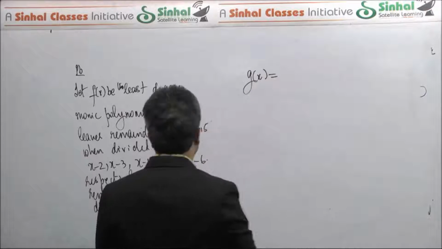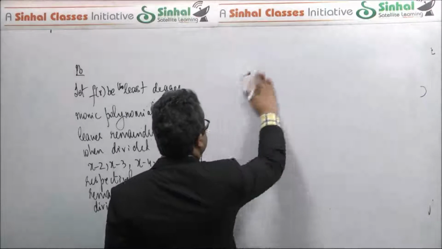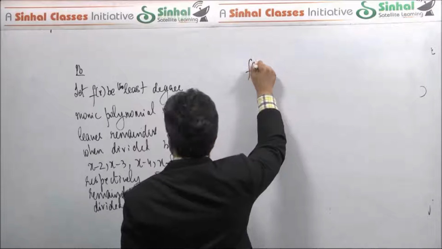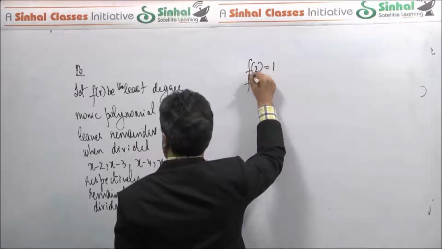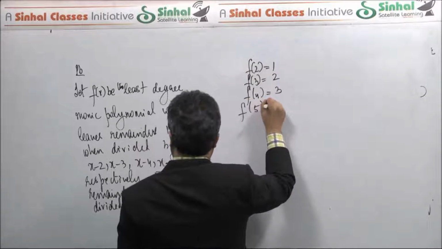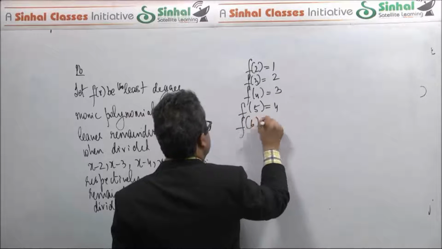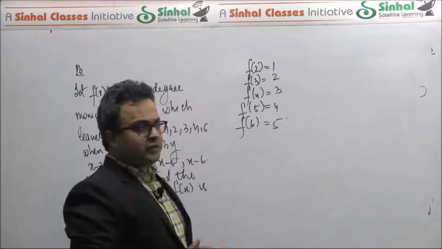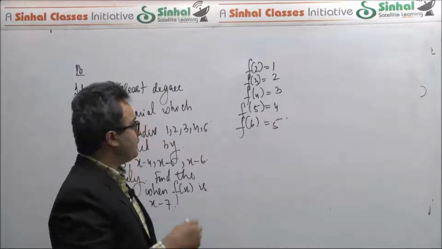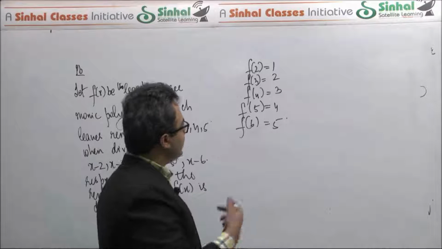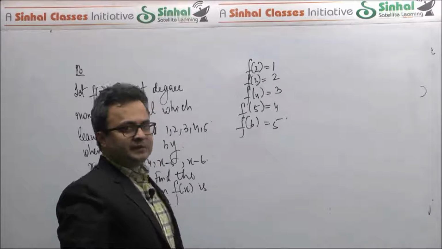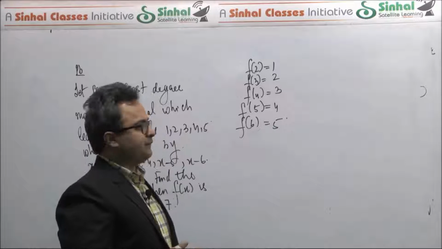So again, an observation about f of x is that, by the remainder theorem, this is something that we can say. Since f of x when divided by x minus 2 gives you a remainder of 1, therefore f of 2 must be 1, right? And similarly, f of 3 is 2, f of 4 is 3, f of 5 is 4, and f of 6 is 5, right? But how can we possibly use this information to talk about f of 7, right?